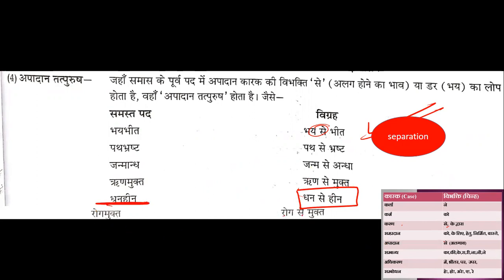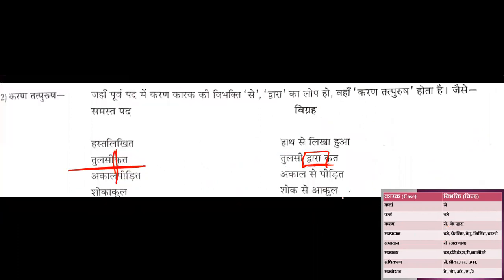Rog mukt, rog se mukt. Rog means disease or illness and mukt means free. So rog mukt means you're free from illness. So there is a separation between you and illness. So that is why we use Apadan Tatpurush. Whereas in the previous examples where we use se, there is no sense of separation. Haath se likha hua, written through. Here the meaning comes out to be somewhat like with the help of. It shows a connection between the hand and writing. It doesn't show a separation. So that is your trick.